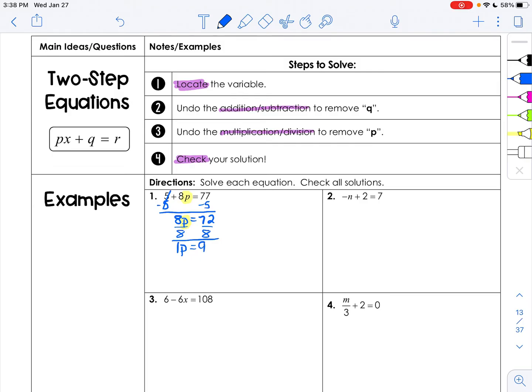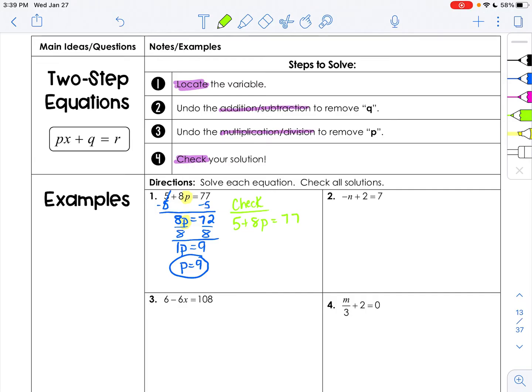Now remember, the 1p, we don't have to put the 1 in front of it. We just write it as p equals 9, because that 1 is like an invisible 1. We know it's there. We don't have to write it. So I think my answer is p equals 9. But just like with one step, I can check my answer. So we'll take that original equation, 5 plus 8p equals 77.